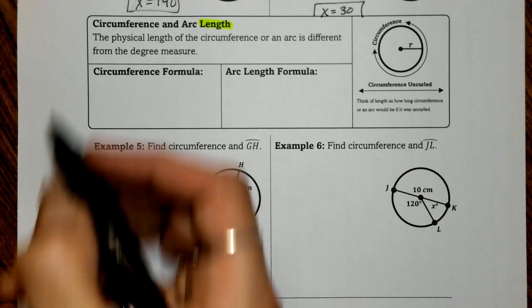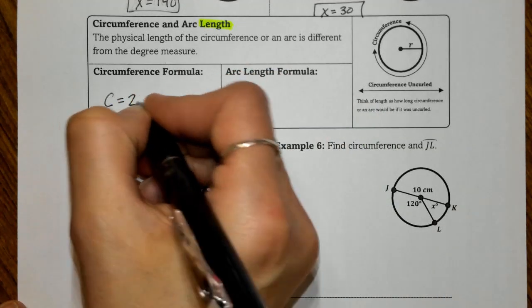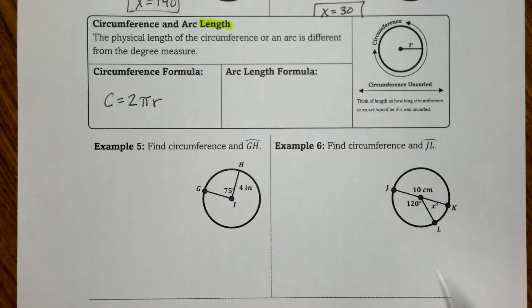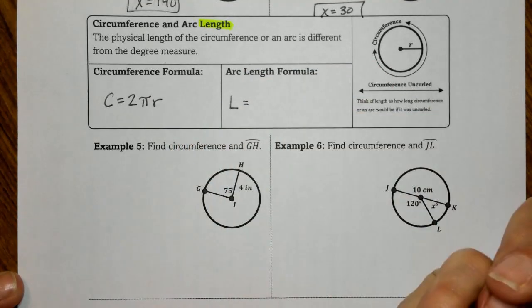So we remember our circumference formula. There are two different ways. You can do pi times diameter or 2 times pi times radius. We're going to use 2 times pi times radius, because for the arc length formula you can use proportions to get through everything. We're just going to spell out exactly what this formula is.